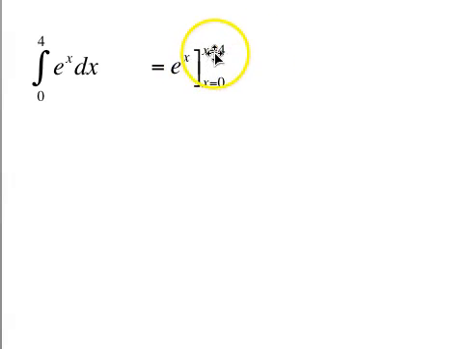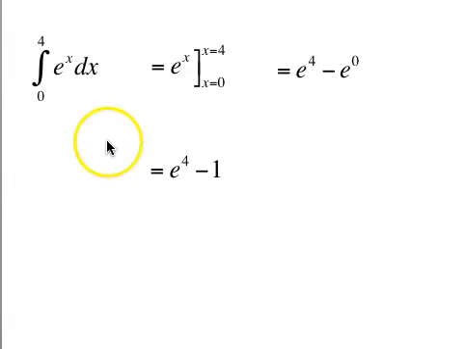There will be e to the 4th, plugging that in, minus e to the 0. e to the 4 is a large number. e to the 0 is just 1, so our answer we'll write as e to the 4th minus 1. That's an exact answer. But again, it requires us to remember that the derivative of e to the x is e to the x. So the antiderivative of e to the x is e to the x.